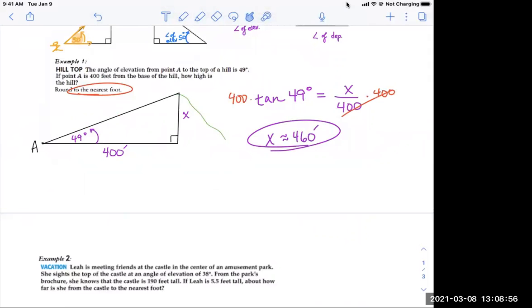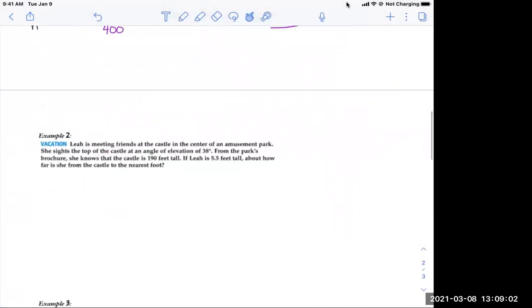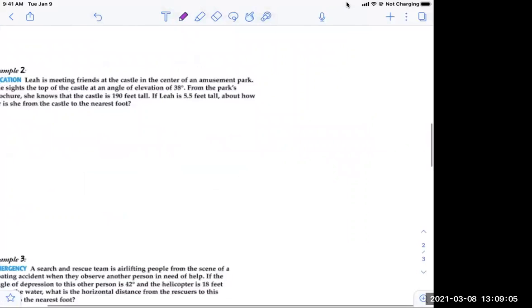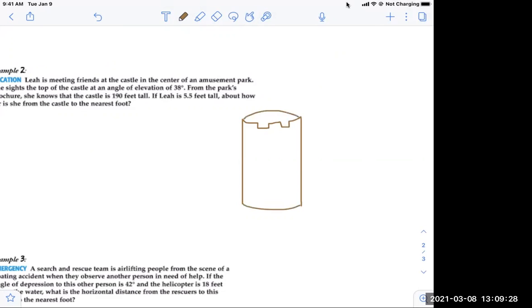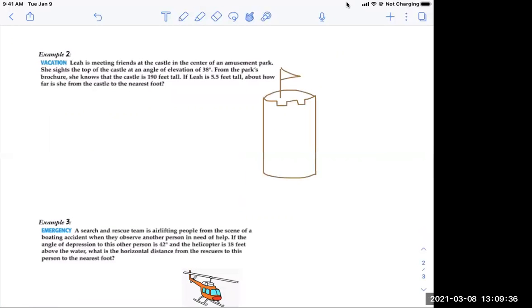All right, the next problem. Leah is meeting friends at the castle in the center of an amusement park. You can probably think of an amusement park that has a castle in the center. I'm going to draw a very simple looking castle. It doesn't like my curves today. Maybe there's a little flag on the top or something. Okay, there's my castle. Lovely, isn't it?